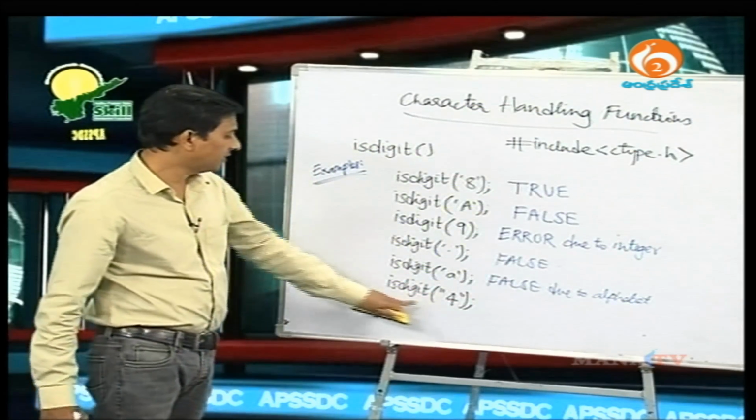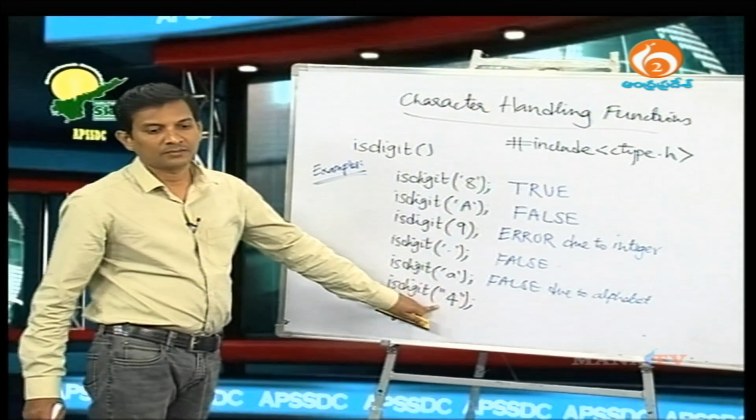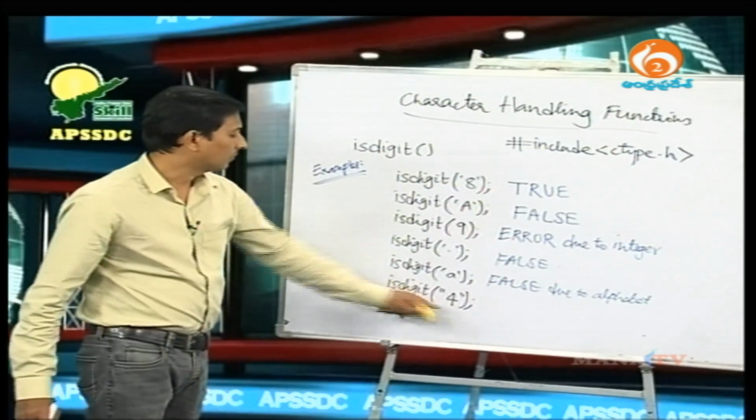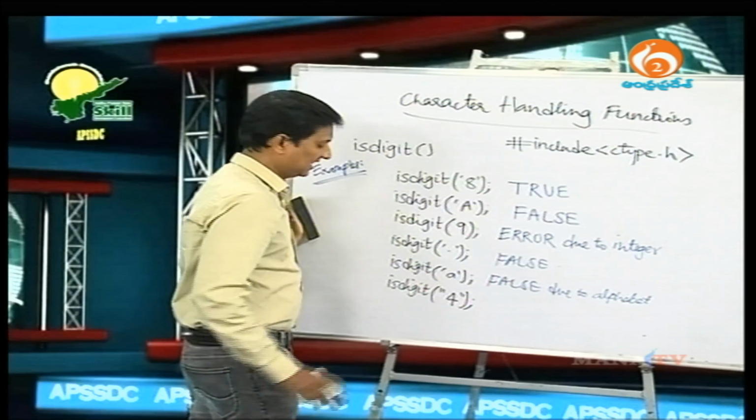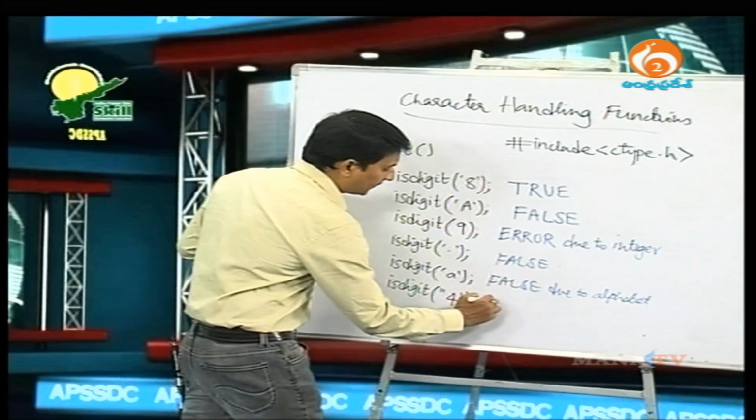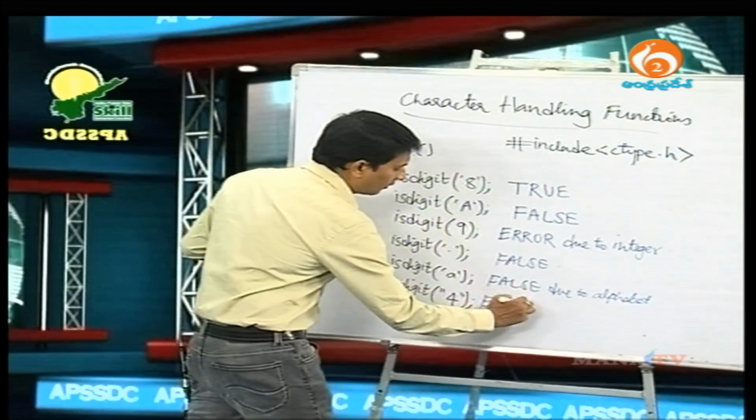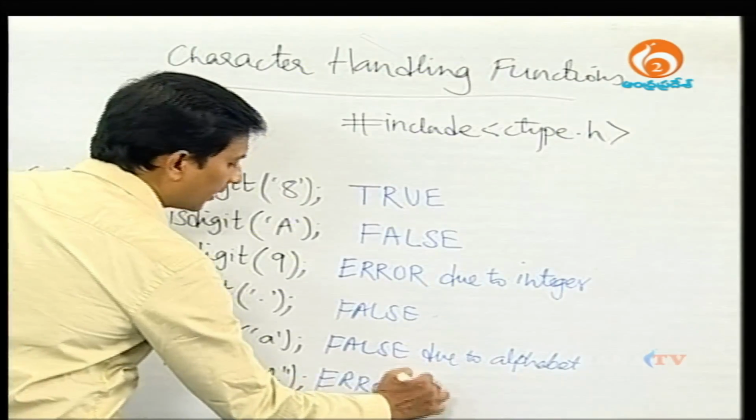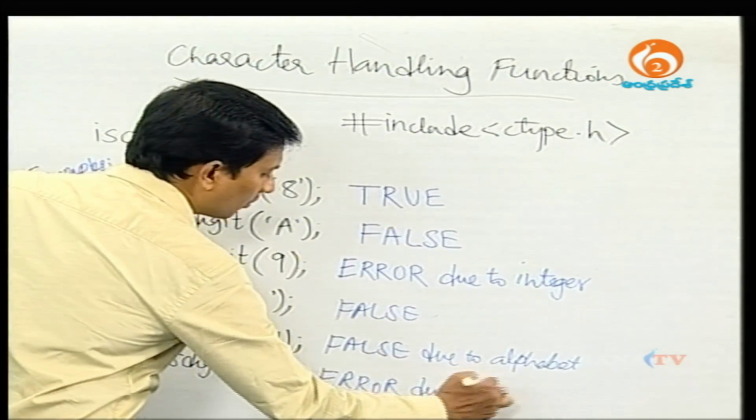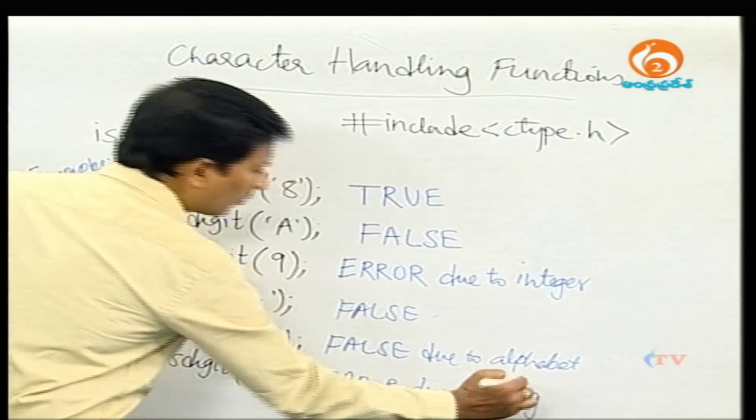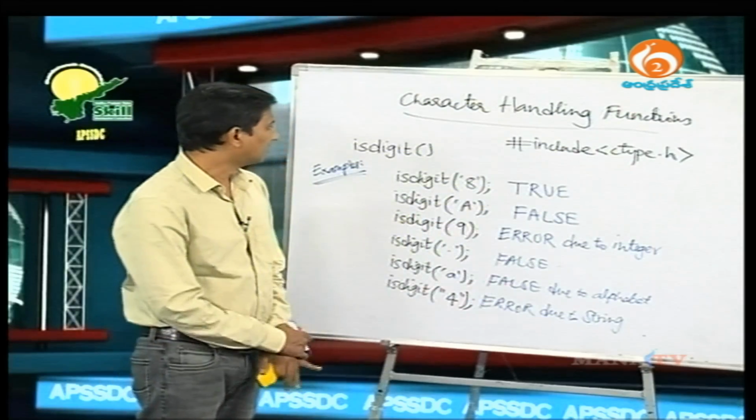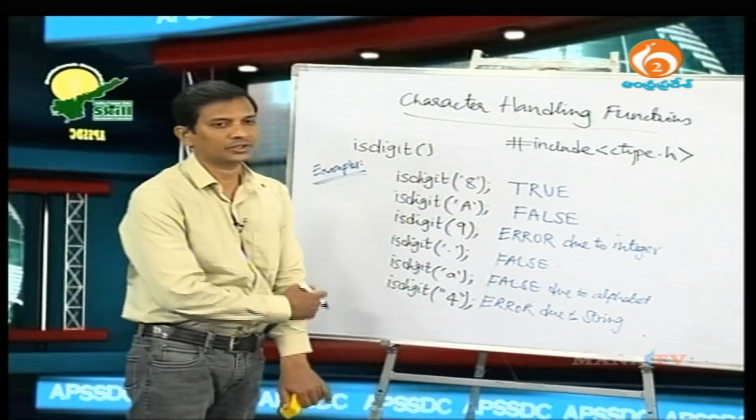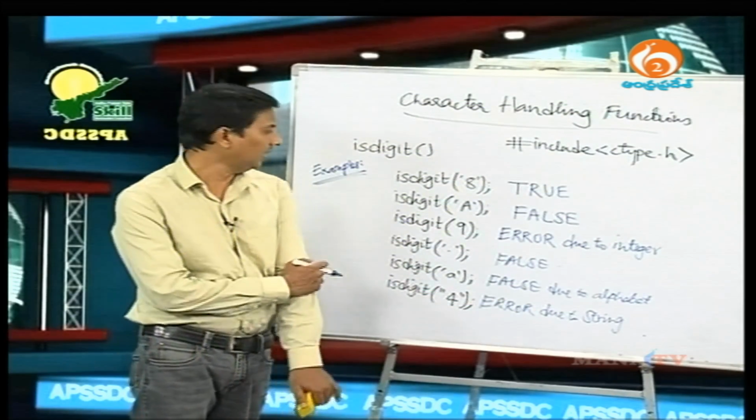Next, is digit of 4. Now you tell me what we will get here. We will get error, error due to string. Okay, these are the examples for the is digit function.